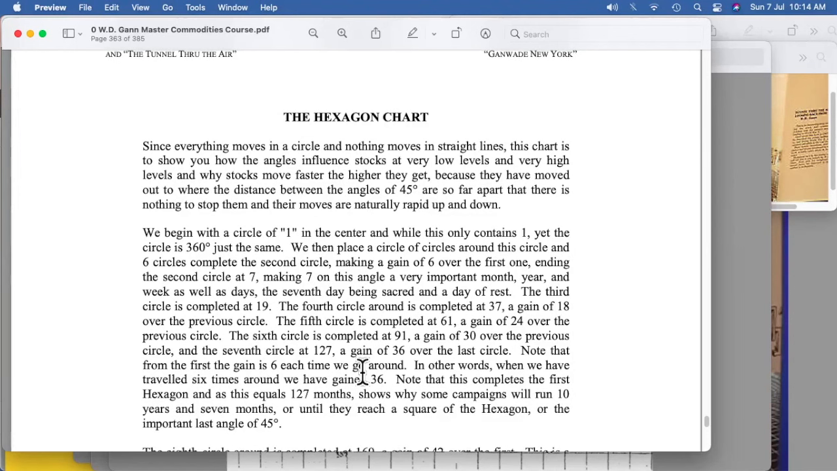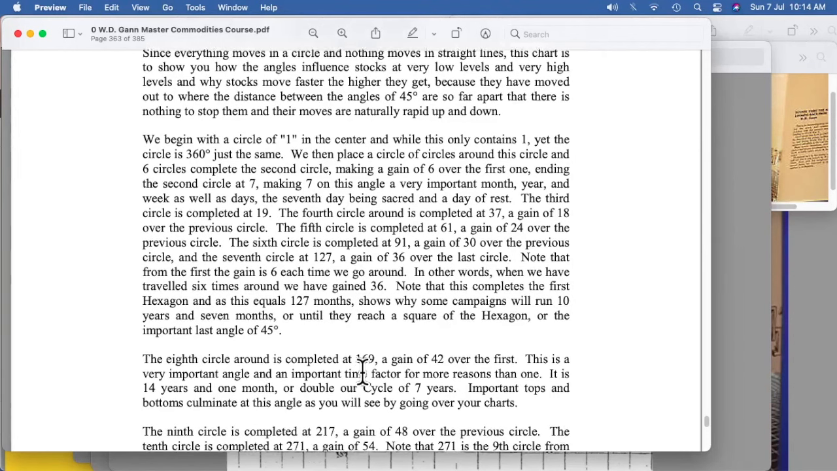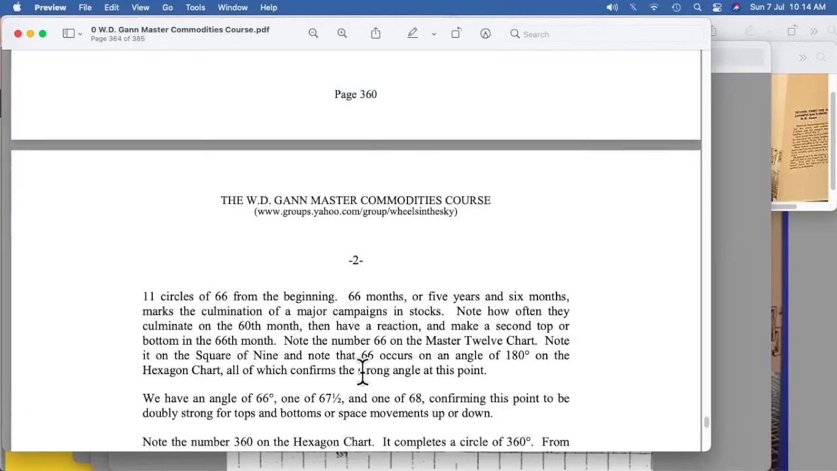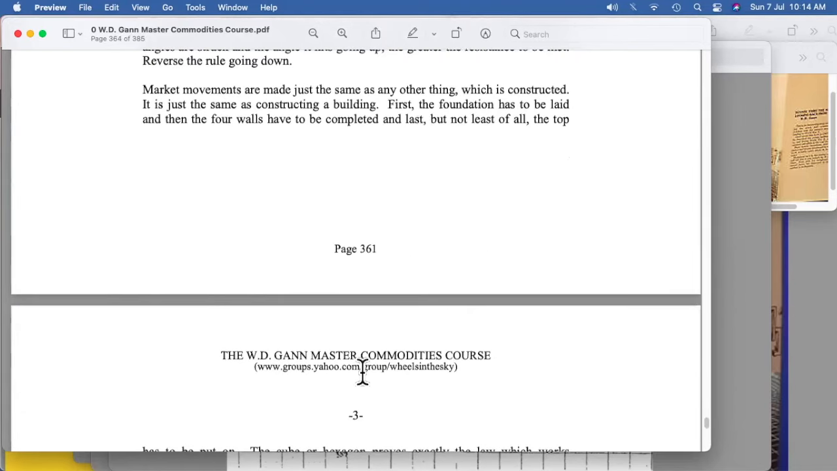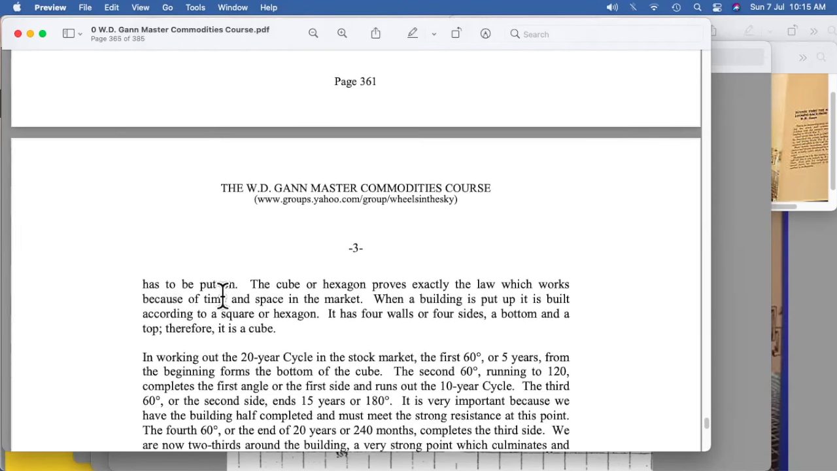If you don't have the book, please let me know. I'll send the book across to you. Let's go to the interesting part. I'll try to read over here. Market movements are made just the same as any other thing which is constructed. It is just the same as constructing a building. First, the foundation has to be laid, and then the 4 walls have to be completed, and last but not least of all, the top has to be put on.